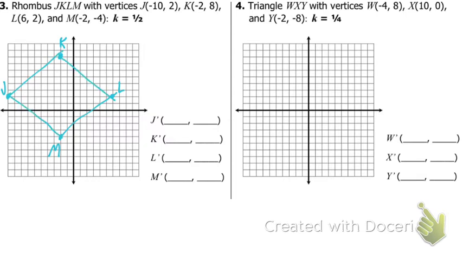So originally we get this rhombus. Anyone have any questions on this rhombus and how we get it?